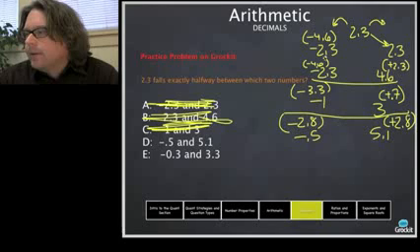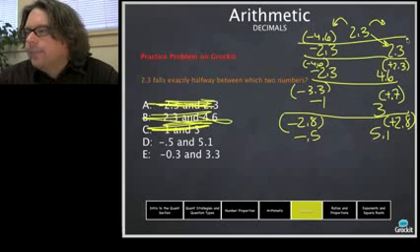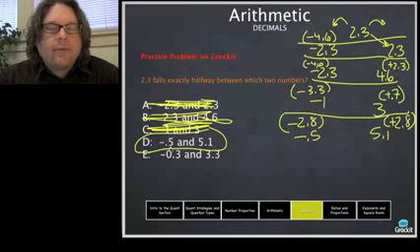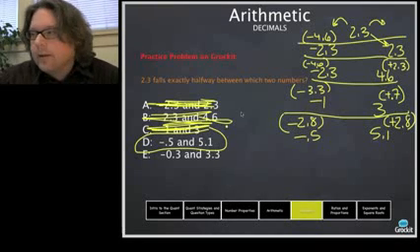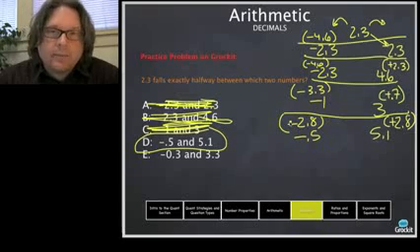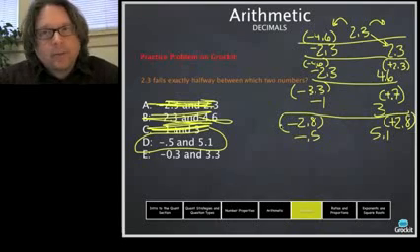So let's keep these separate. Clearly it is this one. 2.3 is exactly halfway between negative 0.5 and 5.1, even though the two numbers don't look anything alike. We had to correctly add and subtract decimals, though, on both sides to make sure we got it.